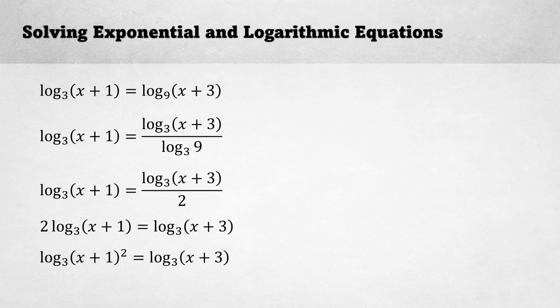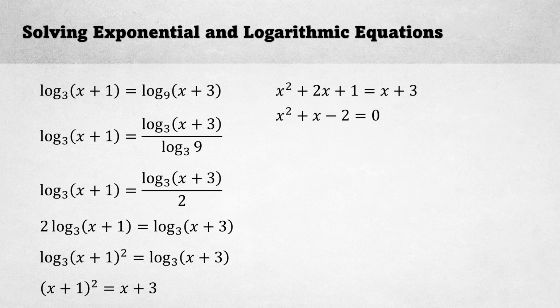Now that we have logs of the same bases, the only way these two sides are equal to each other is if the inputs of the logs are the same. That is, if x plus 1 squared equals x plus 3. We FOIL the left side and get x squared plus 2x plus 1, which needs to be equal to x plus 3. Moving everything to the left side and setting it equal to 0, we can see that the left side factors to x plus 2 times x minus 1. So either x equals negative 2 or x equals 1.